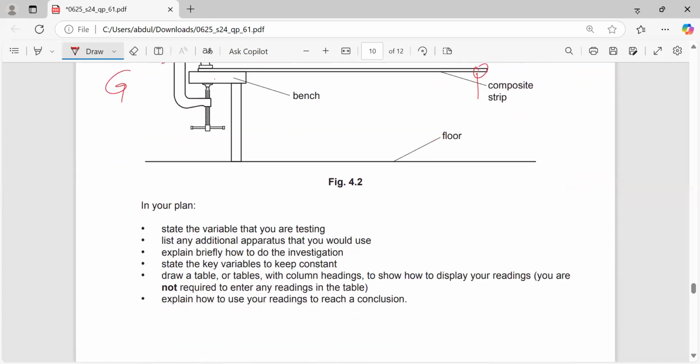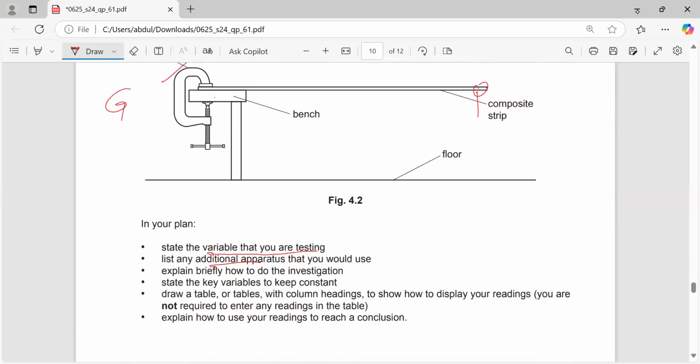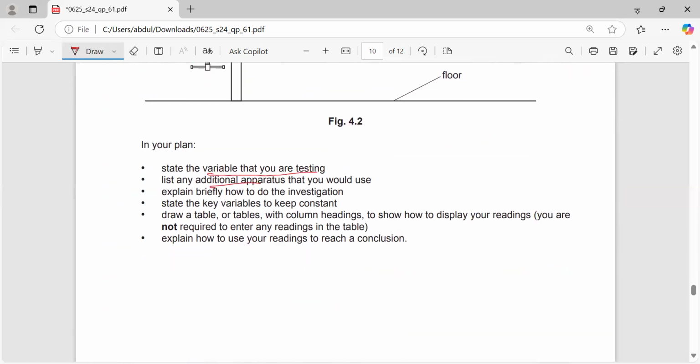Diagram in front of you. State the variable that you are testing. It can be height, it can be angle. List any additional apparatus. Height, we need a ruler. Angle, we need a protractor, and also we need loads. Loads are not mentioned there in the apparatus. Okay, how will you investigate? Variables to keep constant. So of course, length of the wooden strips, even the diameter, table, and then explain how you will reach the conclusion. So one by one, we will be addressing all the points.